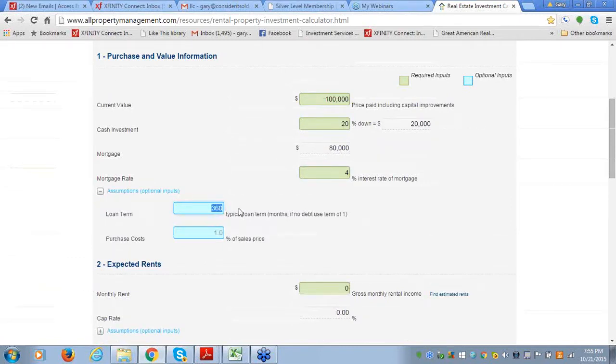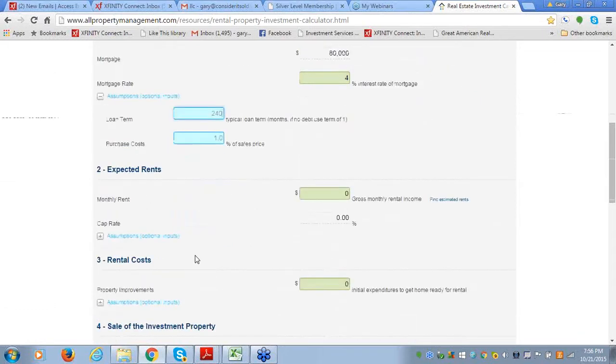I prefer 20-year terms, so let's make that 240 months. Okay, purchase costs, which is what was your outlay on the HUD sheet related to transfer taxes, all that kind of stuff, and let's just say 1% is okay for that. Okay, so far so good.